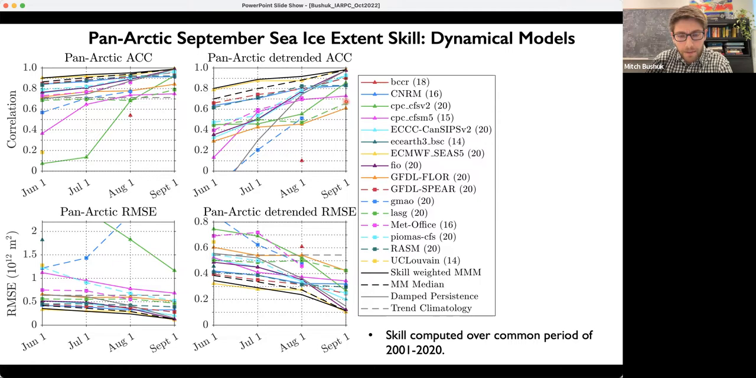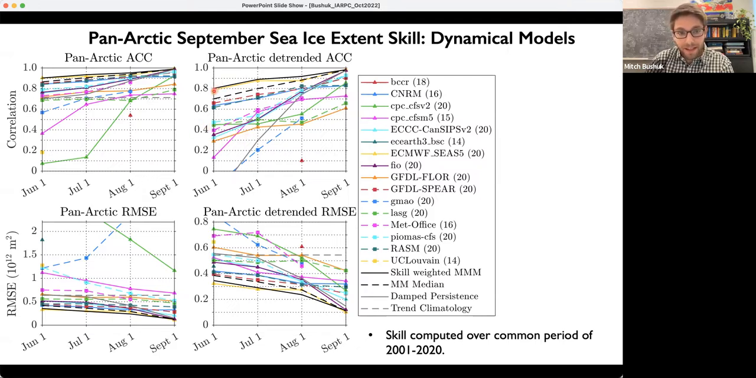If we look at September 1st, you can see that the best models are essentially tied with this solid gray line. That's saying that damped persistence is a very good benchmark, as Ed already stated, if you initialize on September 1st. So the best models are tied with damped persistence, and most models are losing to damped persistence because they're making some errors in their initialization. If you go back to August 1st, you start seeing that there's a group of models that are starting to beat damped persistence. And then by July 1st and June 1st, nearly all the models are beating damped persistence.